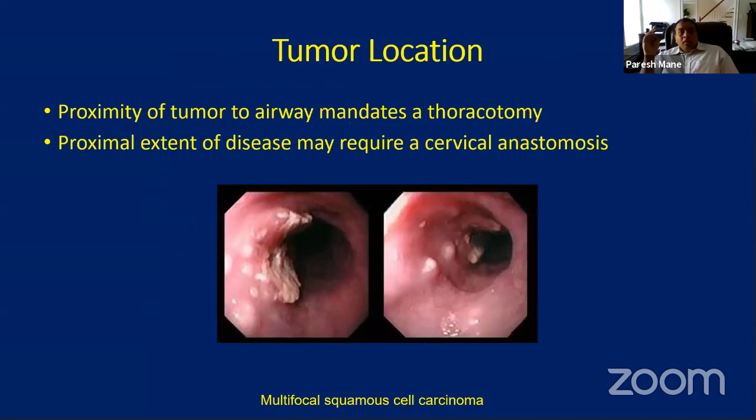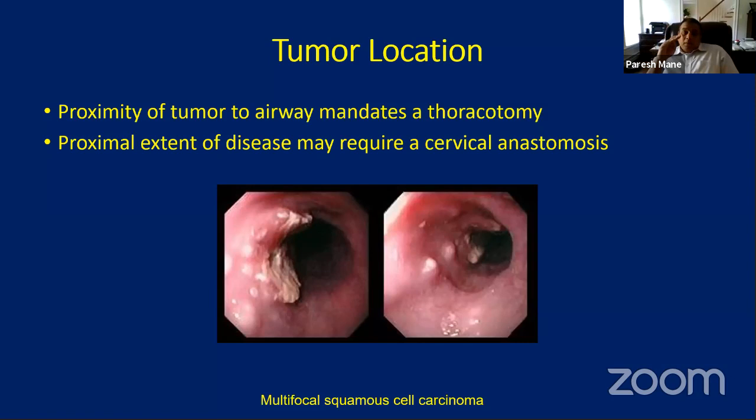The location of the tumor, proximity of the tumor to the airway is important. If you had a tumor, as I mentioned earlier, close to the airway near the carina, you have to do a thoracotomy because you've got to be careful and peel the tumor away from the airway, because if you blindly do a transhiatal, you could have your finger going into the airway, and that's a disaster. So proximity to an airway mandates a thoracotomy.